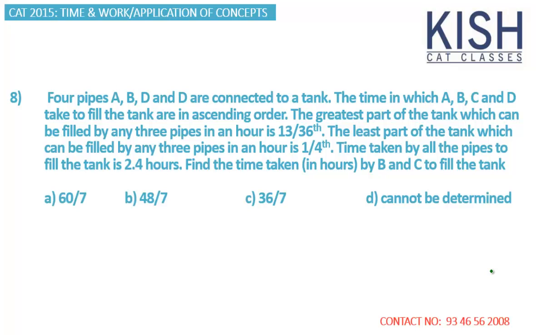But let's solve. 4 pipes A, B, C, D, yeah, A, B, C, D are connected to a tank. The times in which A, B, C, D take to fill a tank are in ascending order. The greatest part of the tank which can be filled by any 3 pipes in an hour is 13/36. The least part of the tank which can be filled by any 3 pipes in an hour is 1/4. The time taken by all the pipes to fill the tank is 2.4 hours. Find the time taken in hours by B and C to fill the tank. Good information.